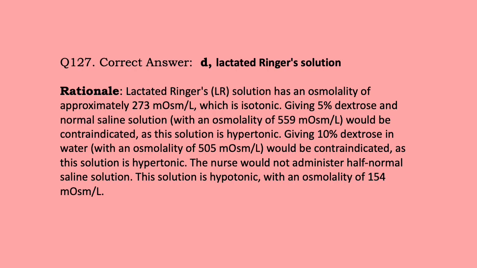Lactated Ringer's solution. Rationale: Lactated Ringer's, LR, solution has an osmolality of approximately 273 mosm per liter, which is isotonic. Giving 5% dextrose and normal saline solution, with an osmolality of 559 mosm per liter, would be contraindicated, as this solution is hypertonic. Giving 10% dextrose in water, with an osmolality of 505 mosm per liter, would be contraindicated, as this solution is hypertonic. The nurse would not administer half normal saline solution. This solution is hypotonic, with an osmolality of 154 mosm per liter.